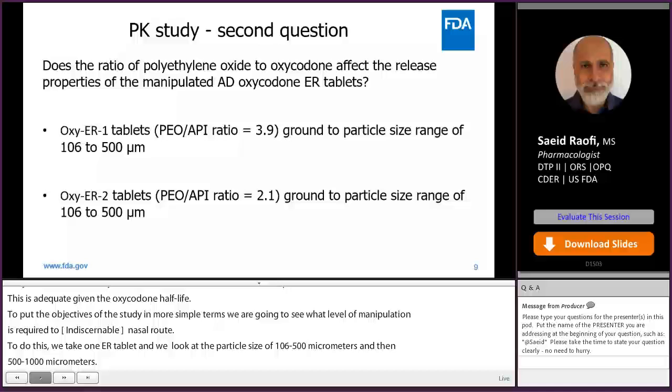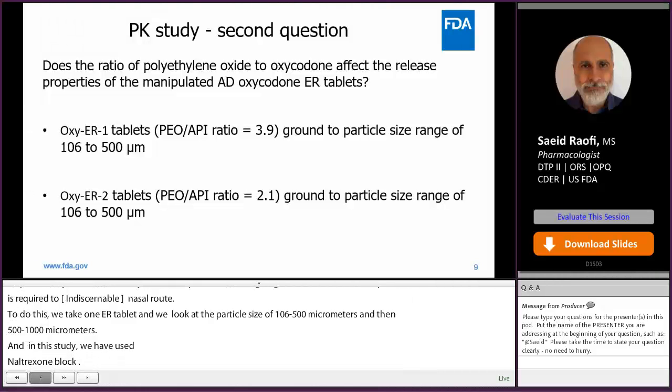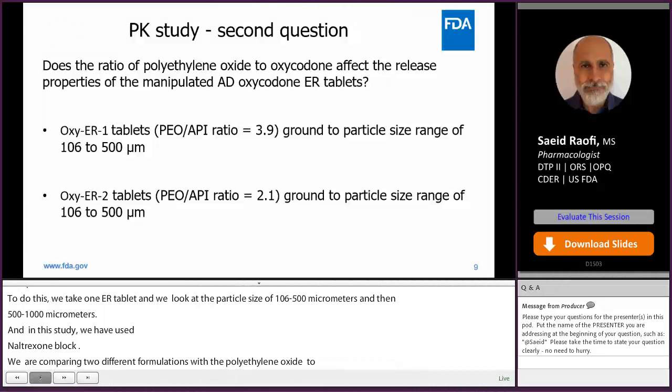As for the second objective of the study, we're comparing two different formulations with two different polymer to active ingredient ratios. We take Oxy ER 1 tablets, mill and dose them to a particle size range of 106 to 500 micrometers, and Oxy ER 2 tablets, and we mill and dose them to a particle size range of 106 to 500 micrometers.